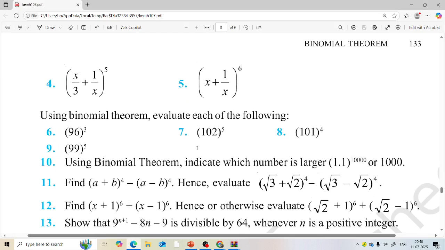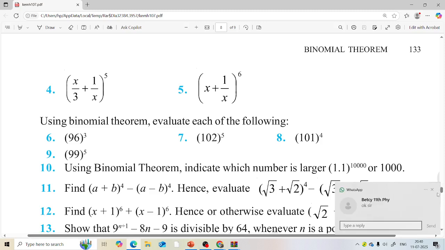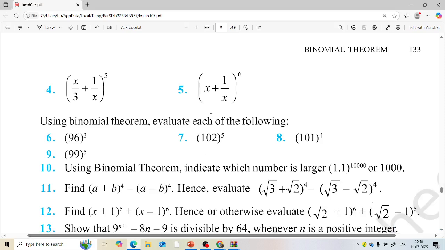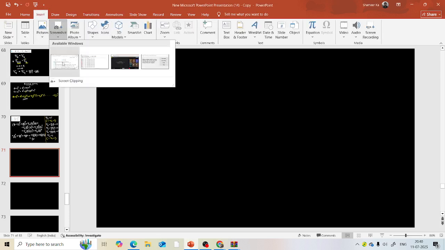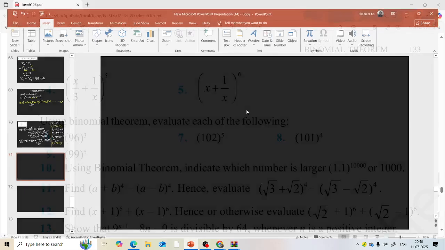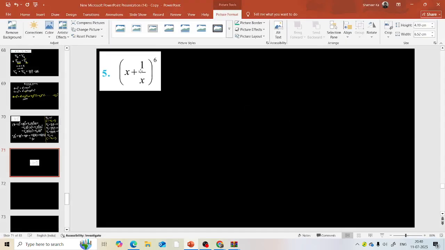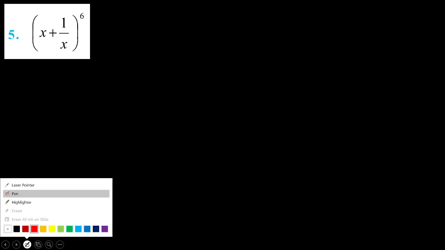Let me discuss the selected problem. Question number 5 I will discuss. The expansion of x plus 1 by x all raised to 6. Okay, expansion of x plus 1 by x all raised to 6.